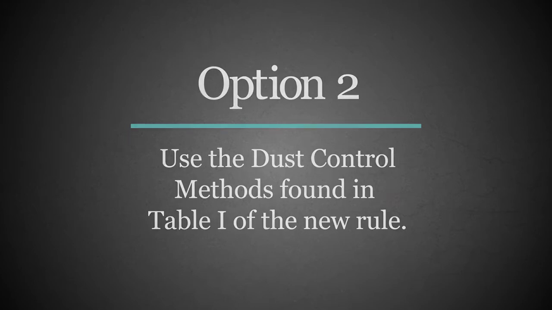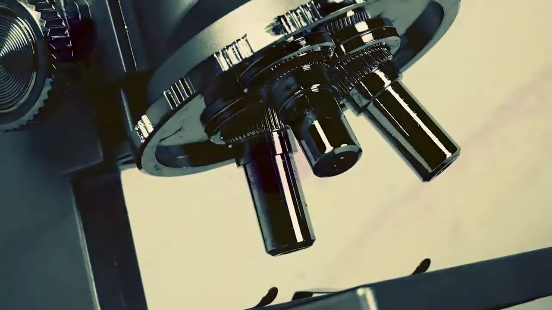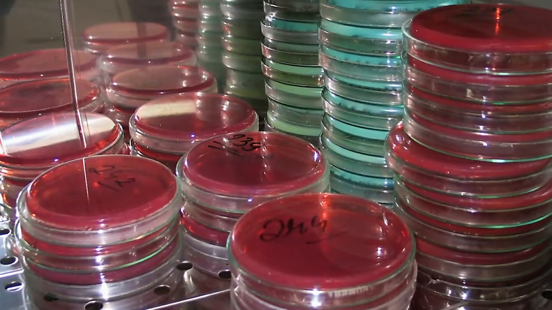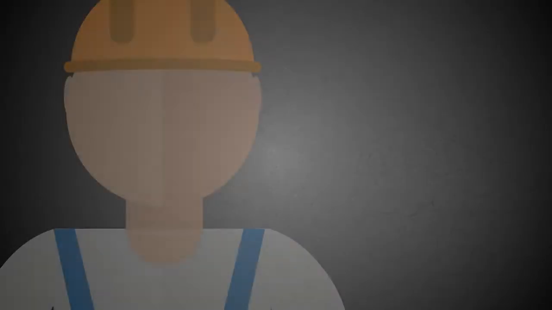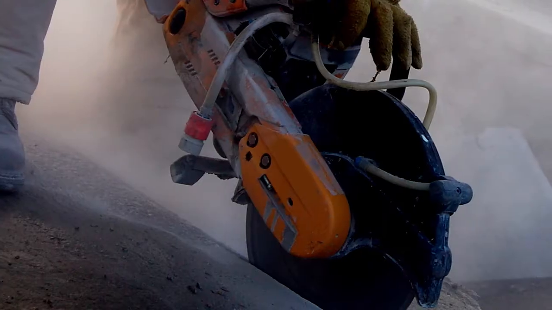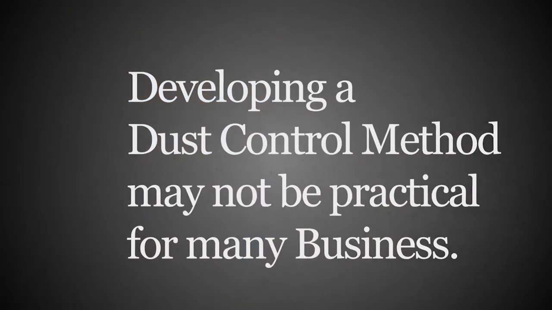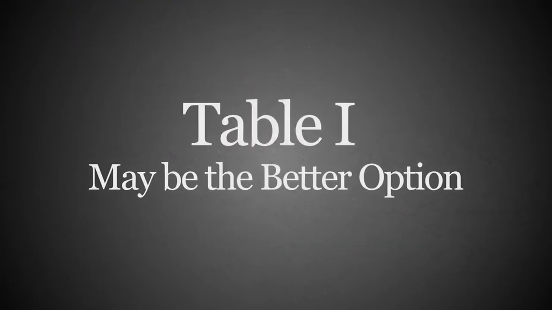Measuring PEL can be complicated. It involves placing special monitoring devices on workers and then sending the monitors off to a laboratory for testing, and/or providing medical testing for workers on a regular basis. So basically, you have to say, I've got my own way to control the dust, then take the time and expense to test your idea. If your idea works, you're set. But if not, you start all over again until you get it right. For many businesses, this isn't going to be very practical, and that's why Table 1 may be the better option.